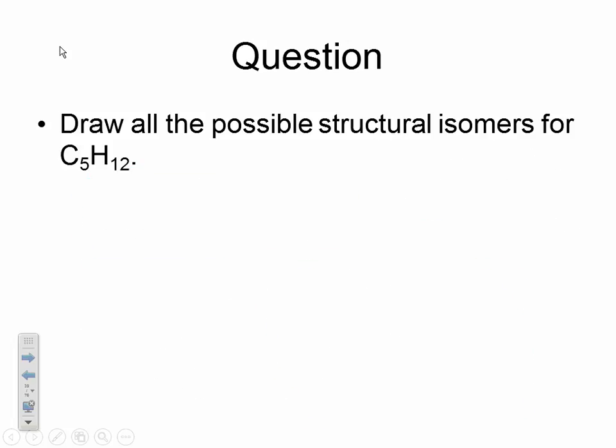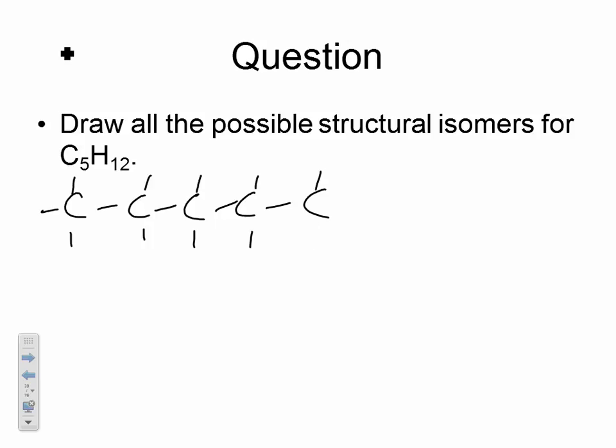Now, C5H12. The first isomer that you should draw should be all 5 carbons in a row. So that's draw all possible structural isomers for C5H12. Okay, let's go 1, 2, 3, 4, 5, and then give each carbon 4 bonds. This is one of them. So a chain of 5 connected carbons right in a row.